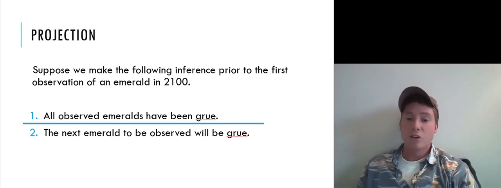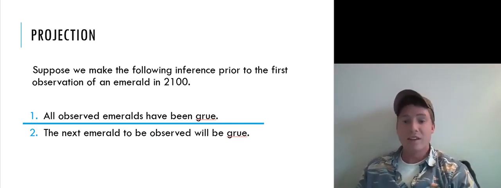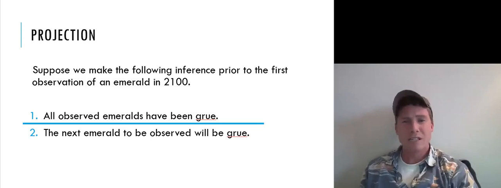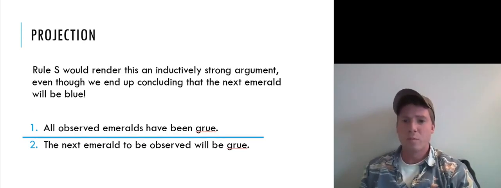The conclusion then is that the next emerald to be observed will be GRU. We're projecting the GRU predicate from the observed cases onto the unobserved cases. But the next emerald to be observed will be observed after 2100 AD, so for it to be GRU at that time is for it to be blue. So we're effectively concluding that the next emerald to be observed will be blue.